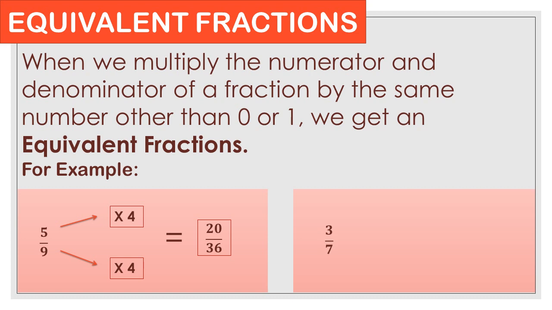Let's solve one more question. Find the equivalent fraction of 3/7. Again, to find the equivalent fraction of 3/7, we multiply the numerator and the denominator by the same number other than 0 or 1. If we take 5 as a common number, we get 3 5s are 15 and 7 5s are 35, 15/35. So 15/35 is an equivalent fraction of 3/7.